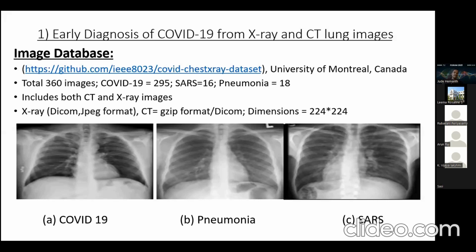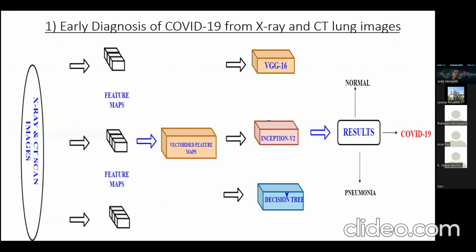So how am I going to differentiate this? I am framing an architecture. I am giving the input images, and this is the CNN architecture. It itself will determine the feature maps, convert 2D into 1D, and it is going to give me a final result, whether it is COVID-19 or pneumonia or not.